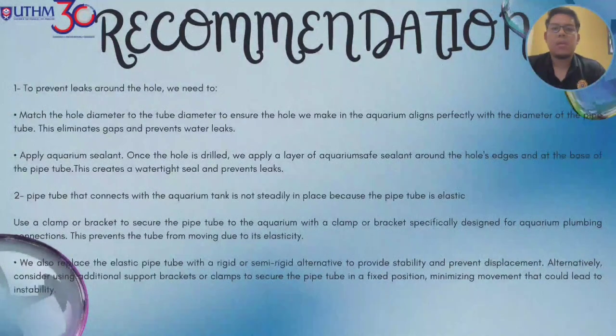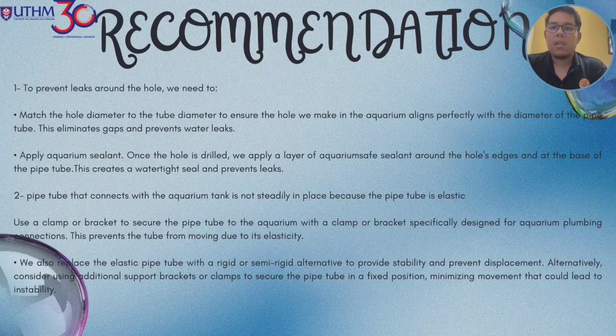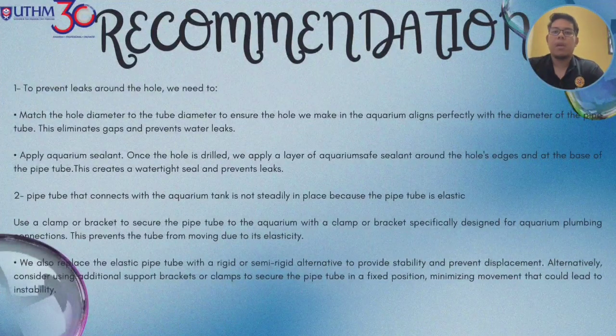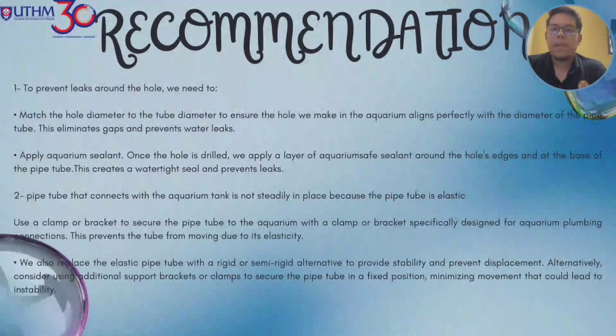Okay, first is to prevent leaks around the hole. The first point is to match the hole diameter to the tube diameter, to ensure the hole we make in the aquarium aligns perfectly with the diameter of the pipe tube. It eliminates gaps and prevents water leaks. Apply aquarium sealant: once the hole is drilled, we apply a layer of aquarium-safe sealant around the hole edge and at the base of the pipe tube. This creates a watertight seal and prevents leaks.